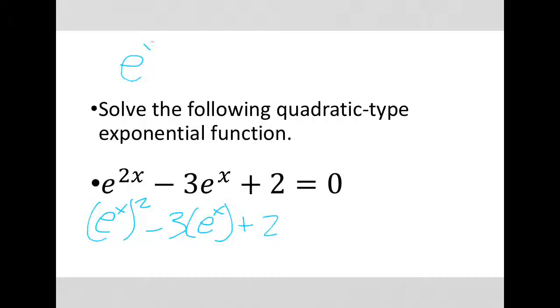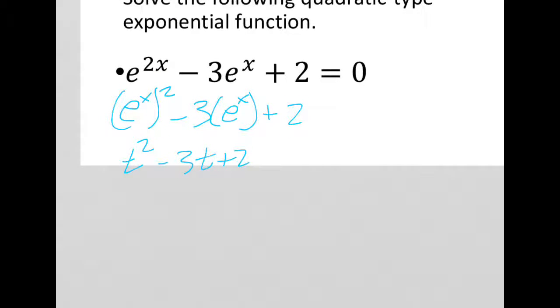Like pretend, for example, we let e to the x equal some value t. Well, then we could say we have t squared minus 3t plus 2. And we could factor that as two linear factors. So what two numbers will multiply to 2 and give you negative 3? Well, that's negative 2 and negative 1. And so we get two solutions, t equals 2 and t equals 1.